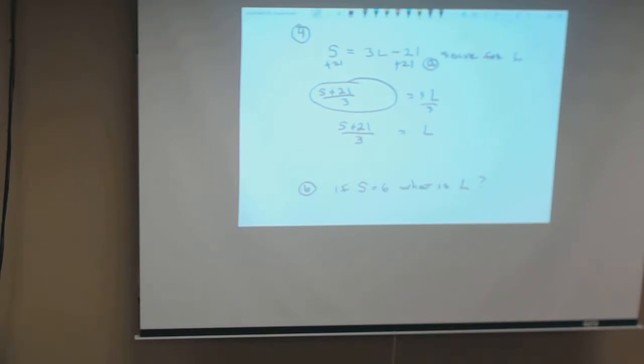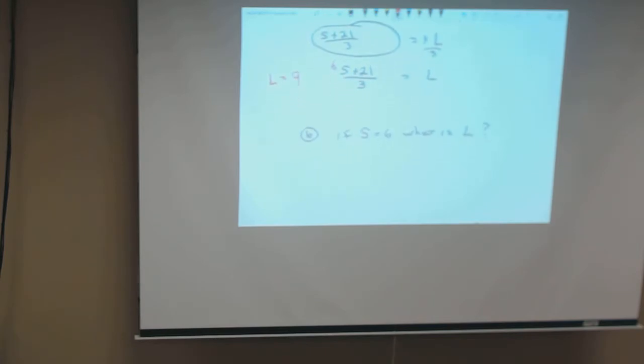If a woman wears a size 6 shoe, so if this woman's shoe is size 6, we put 6 in here for S. 21 plus 6 is 27, divided by 3 is, the length of her foot would be 9. Oh, there it is. Okay, number 5.